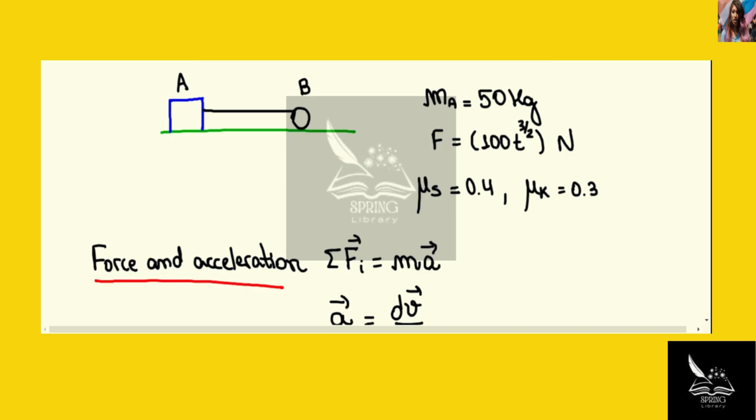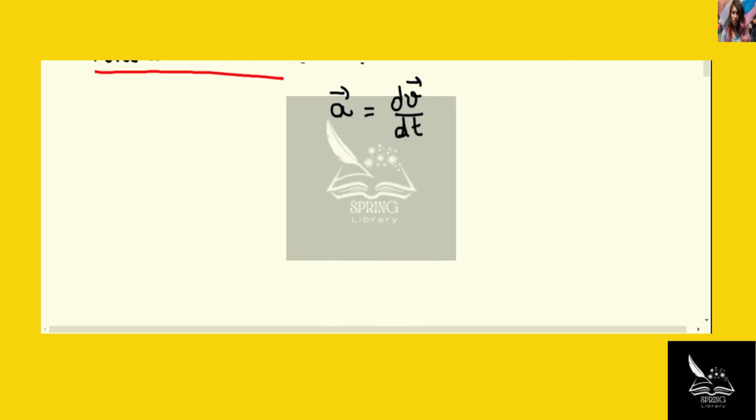Given this information, our goal is to find the velocity of block A after a time of 5 seconds has passed. Okay, so in order to proceed with the exercise, we need to take some steps first.